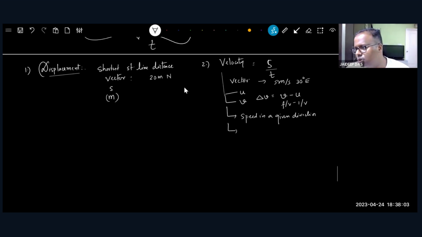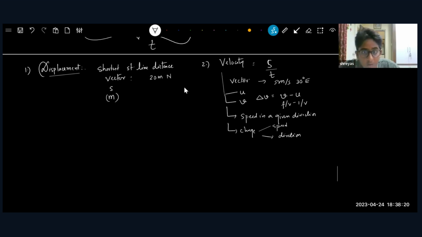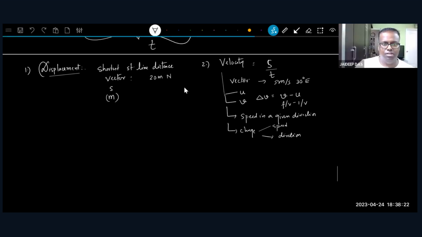How do you change velocity? You can either change the speed or change the direction. Neha goes 5 kilometers per hour north. Neha goes 5 kilometers per hour east. Both are two different velocities because their directions are different. Okay? Fine. Let's move to the third quantity.